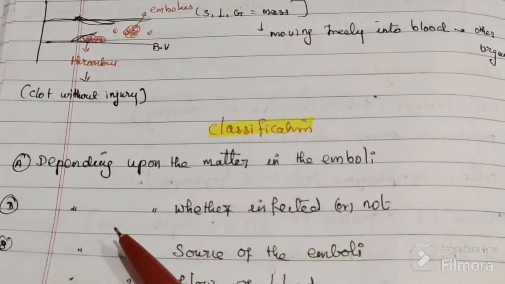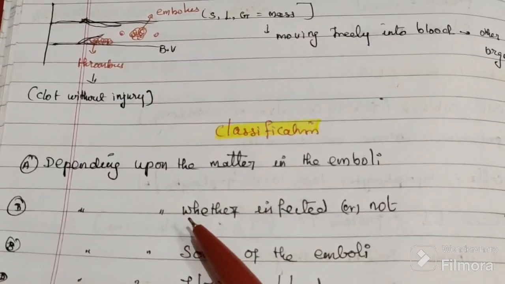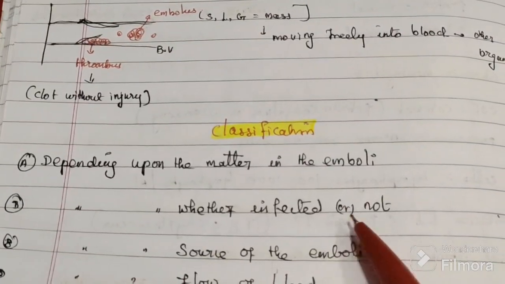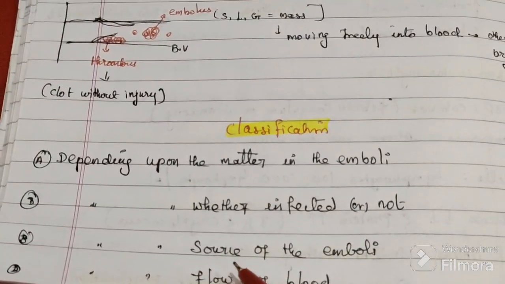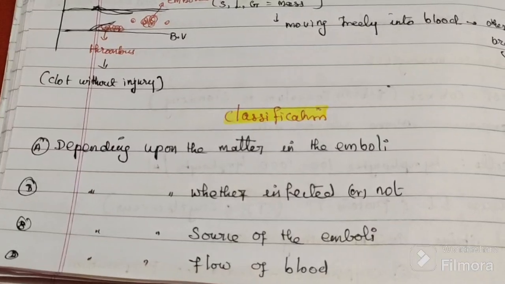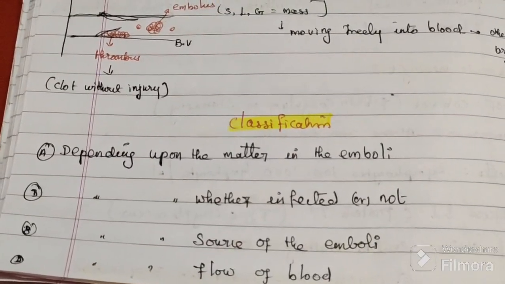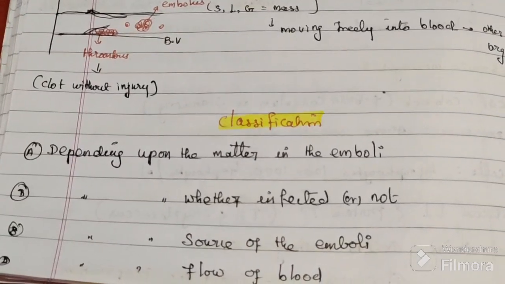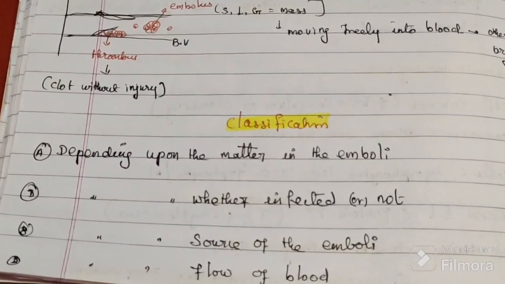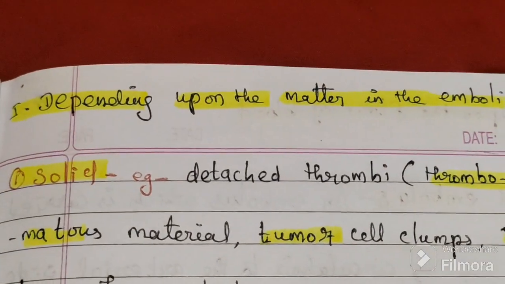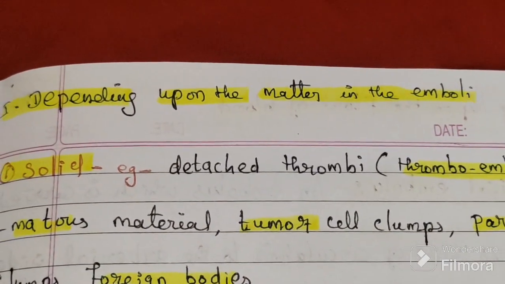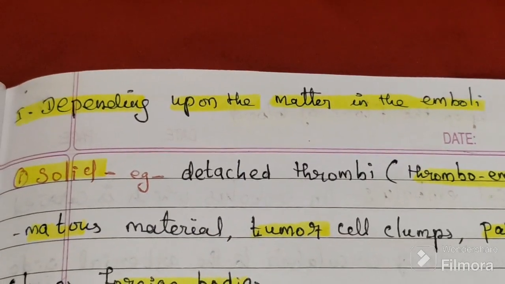That is the first classification. The second classification is based on whether it is infected or not, whether microorganisms are present or not. The third one is sources of emboli. The fourth one is flow of blood. So based on these four characteristics, we have four different types of embolus. Now we will discuss them one by one. First, depending upon the matter in the emboli, it may be solid, liquid, or gaseous.